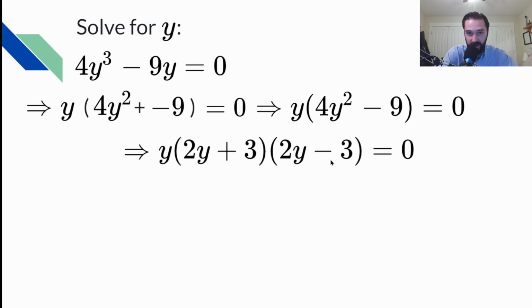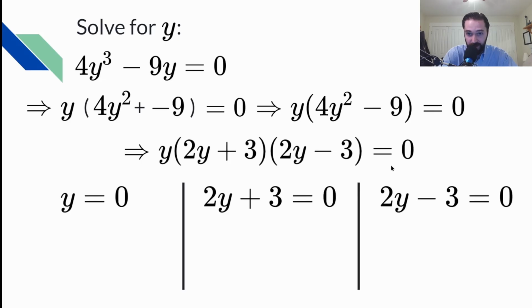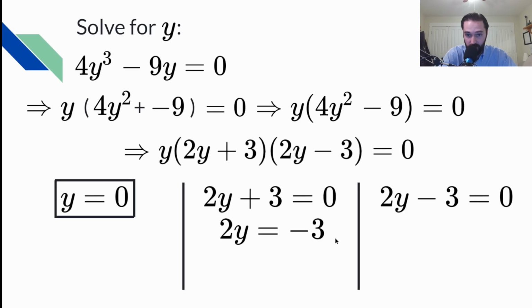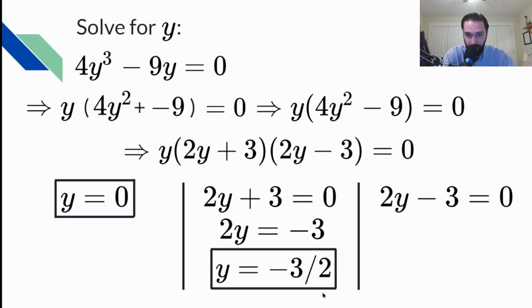So I have three things being multiplied together, and they equal 0. That means I can set each piece equal to 0 and then solve. Over here I have y equals 0. We don't need to do any algebra there; we just get the answer right away. y equals 0. For the equation in the middle, let's subtract 3 from both sides and then divide both sides by 2 to get y equals negative 3 halves. That's our second solution.